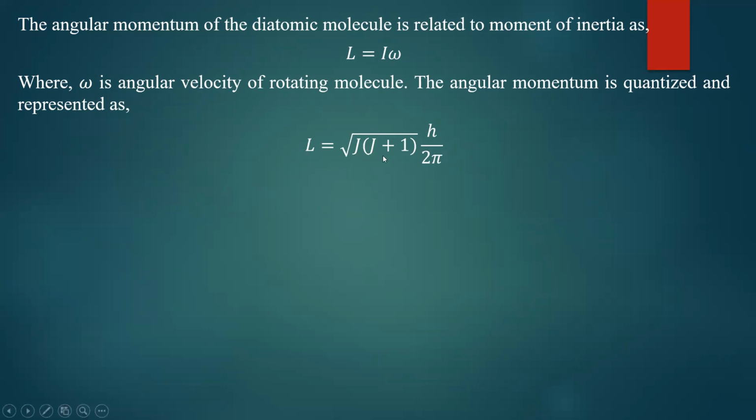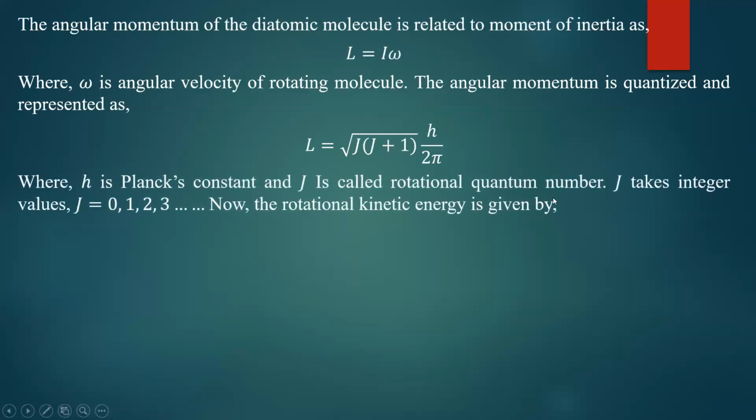And this square root of j into j plus 1 represents the quantum number, otherwise it is called the eigenvalue. Here j is called the rotational quantum number. In this particular expression, h is Planck's constant, j is the rotational quantum number, and j takes integer values 0, 1, 2, 3, etc.